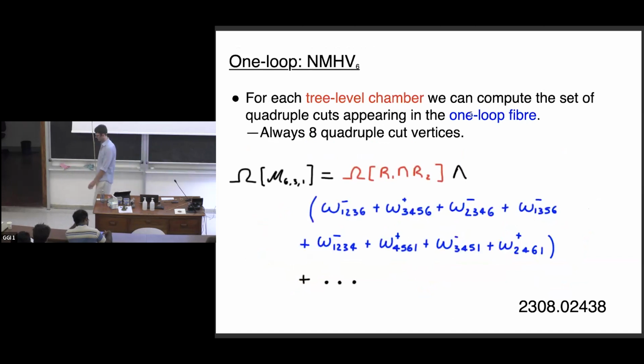So at one loop, now all we have to do is take a null polygon in each chamber and look at the set of vertices for each of the one loop fibers. So I'll just do this for one example. We take a null polygon from the chamber defined by R invariants R1 and R2, and we find the one loop fiber contains 8 vertices corresponding to the 8 contributions in blue. And the plus dots are the remaining 8 chambers.